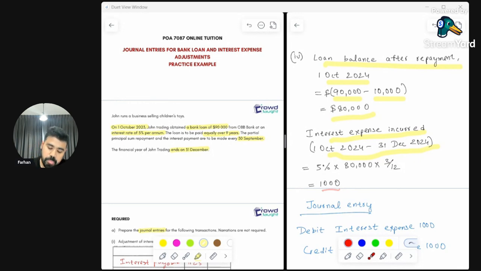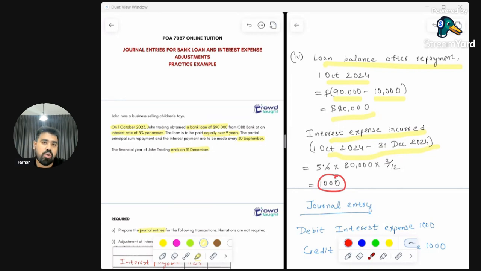All right. So how do we journalize this? We do know for sure that this $1,000 is accrued, which means it hasn't been paid for using cash at 31 December 2024, because we only make the payment for interest once, which is every 30 September.